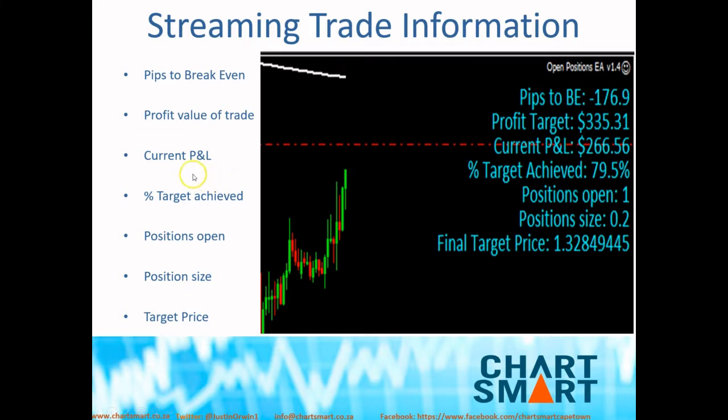Thirdly, it's going to show you what your current P&L is. So we know what the potential profit is. It's going to show where your position currently is. So your current P&L is $266 in this instance, but if it's a loss, it'll show you minus $10 or $20, whatever it might be. So you can see at any instant how your trade is performing in terms of where the profit target is and what your current P&L is.